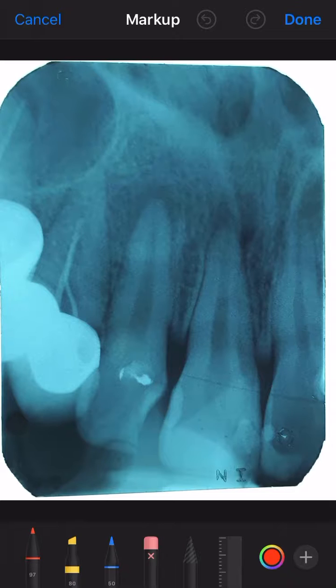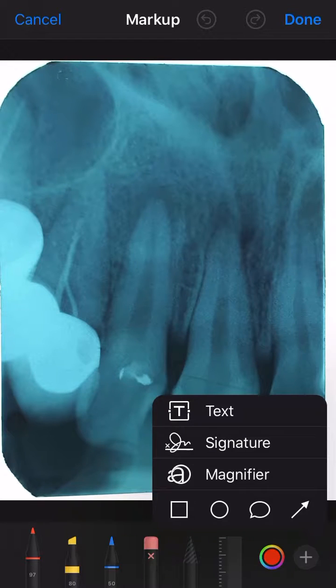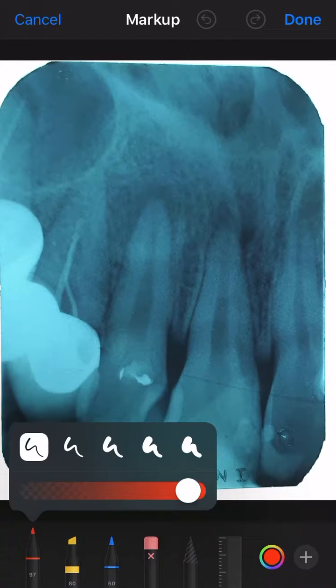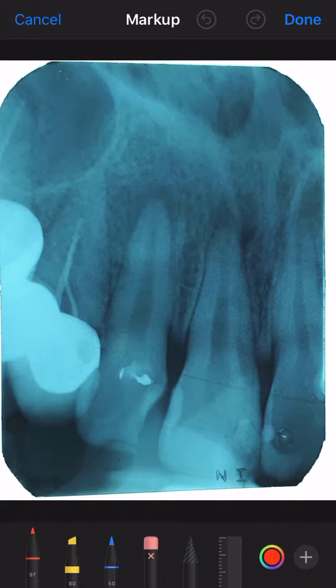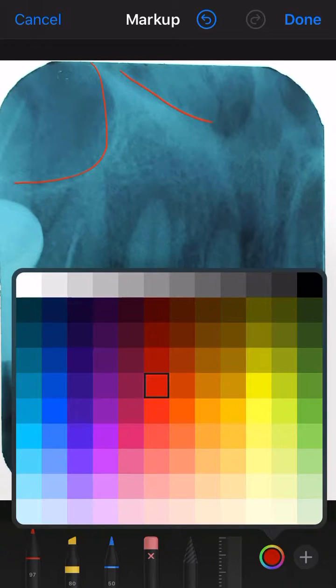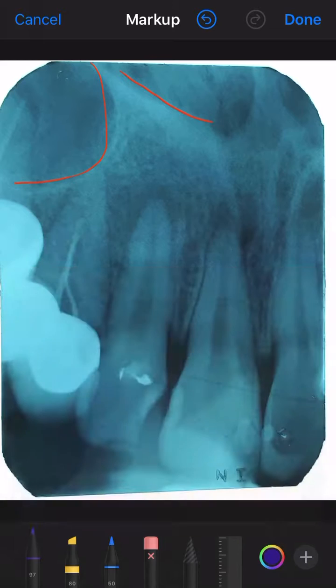Anyways, can you tell me what landmarks you can see? Yes? What are the landmarks? Maxillary sinus floor, very good. Then next is the floor of the nasal fossa. And what do you call the inverted Y line? Yeah, you can see it clearly here. That's the inverted Y line. Very good. Okay, so what else can we see?